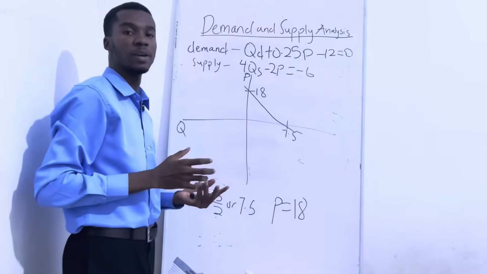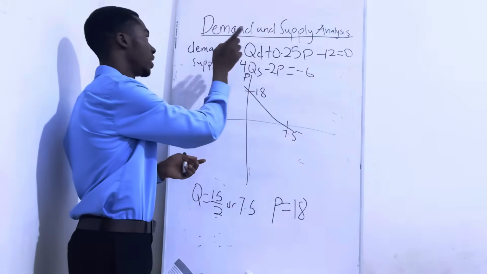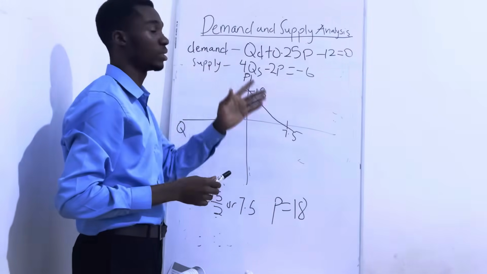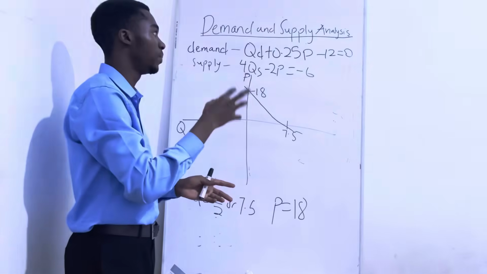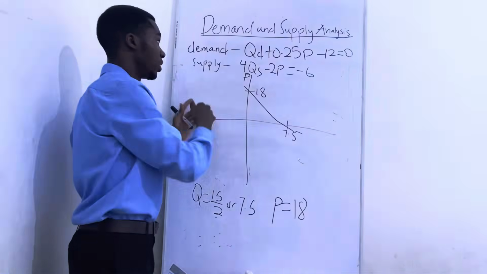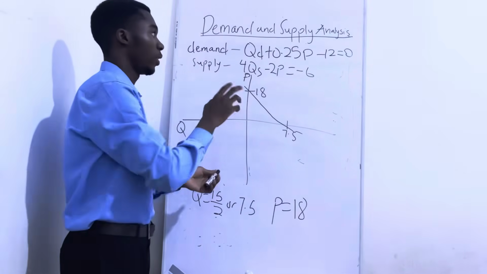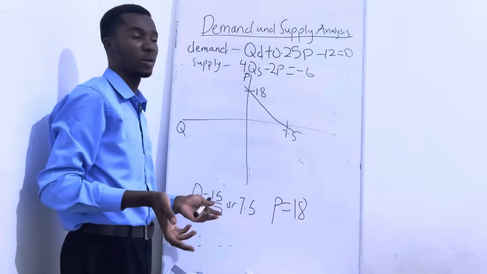That's all. So now to find the welfare of economic agents, what we have to do is that in the first equation, which is the demand equation, we let Q be equal to 0. You get it? Then we find the P. Then we do the same for P. We let P be 0. Then we find Q. Then we also do the same for the supply equation. We let Q be equal to 0. Then we find P. Then we let P be equal to 0. Then find Q. That's how we go about it.